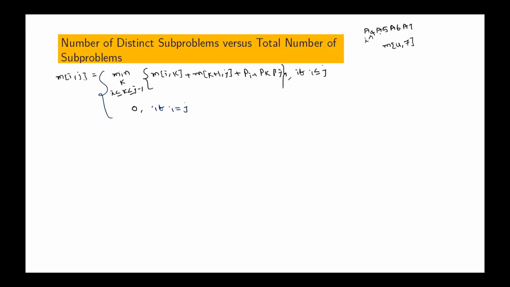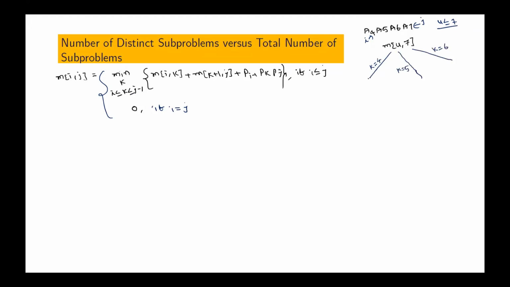Okay. Now, if we want to calculate M[4,7], what is the value of i? i is 4, j equals 7. So what are the values we need to calculate? i is less than j, 4 is less than 7, this is correct. So which part do we apply? The minimum over k. So what values does k take here? k equals 4, next k equals 5, next k equals 6.